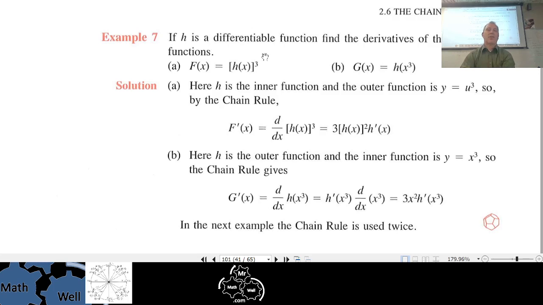But anyways, this kind of question here would be like, do you see the outside function? Yeah, it's this thing cubed. The inside function is h of x. So we'll take the derivative of the thing cubed, and we will multiply by the derivative of h, h prime. So that's where you get 3 times h of x squared, that's the derivative of the first part, times h prime of x. The derivative of this one.